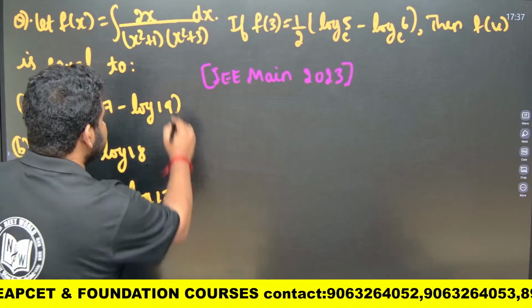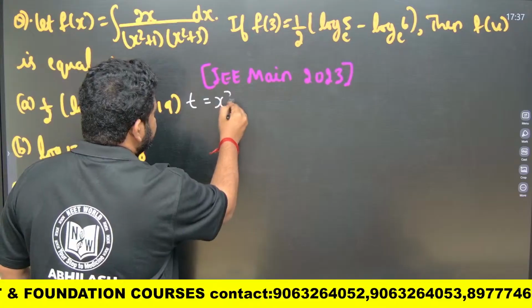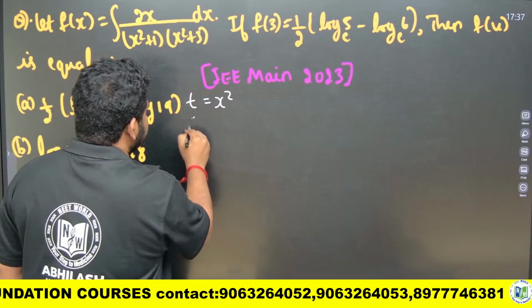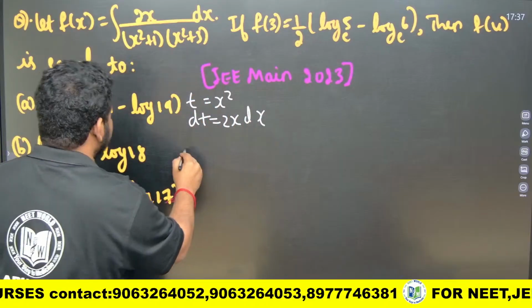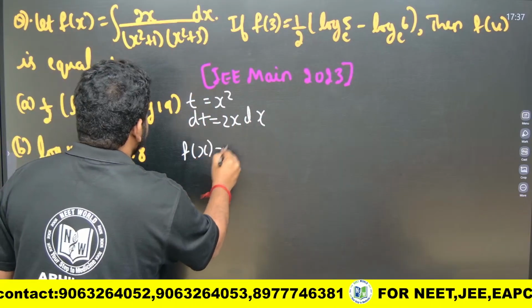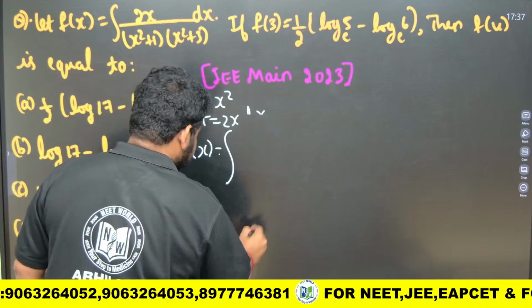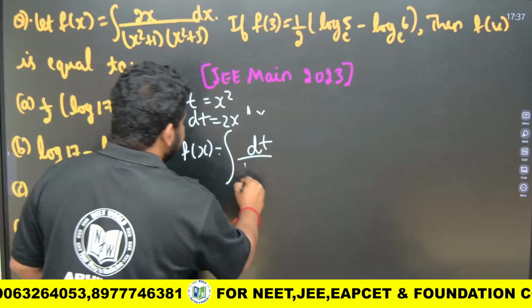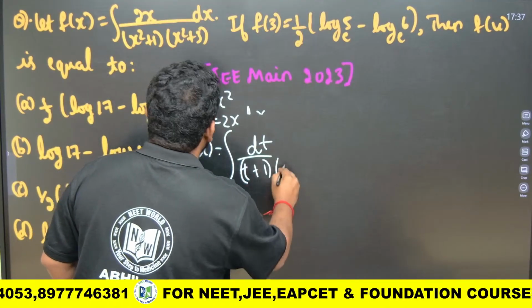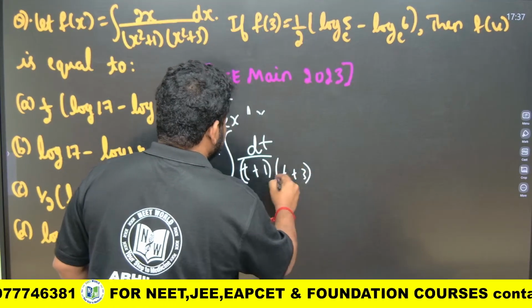I can put t is equal to x square. So, dt will become what, friends? dt will become 2x dx. So, this integral will turn into what? f of x will turn into integral of dt by (t plus 1)(t plus 3). Okay. So, this can be written as what?